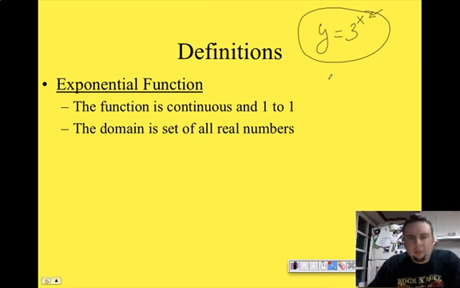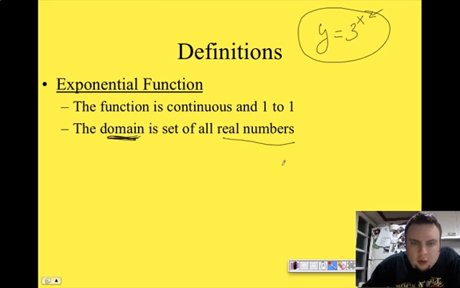Okay? So the domain here, it's like, what could x be up here? Could x be positive? 3 to the positive number, 3 squared? Yes. Could x be 0? 3 to the 0 power? Yes. Could x be negative? 3 to the negative 1 power? Yeah, that means 1/3. Right? So domain is always the set of all real numbers. So that's nice if I ever ask you for domain.